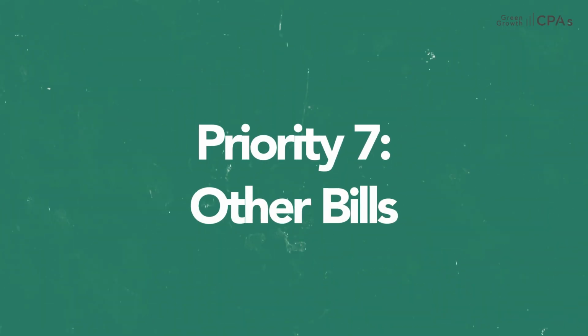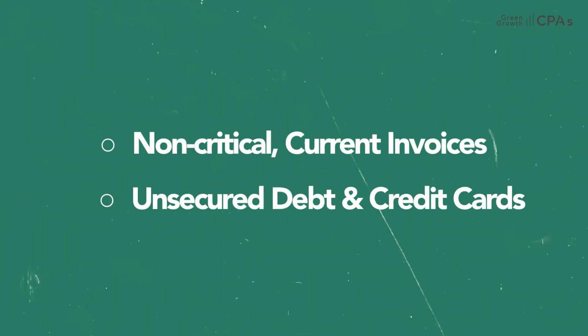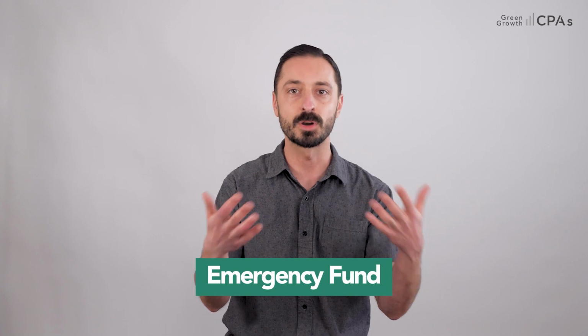And priority number seven is going to be other bills to keep in mind. These include non-critical and current invoices, as well as unsecured debt and credit cards. But be careful with your personal liability exposure. Missing payments damages the business and could adversely impact your personal credit, preventing access to future borrowing needs. And lastly, if you have extra money, think about a rainy day fund or an emergency fund.